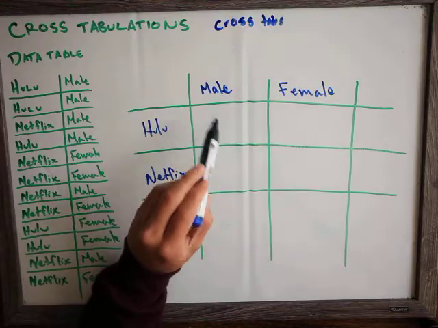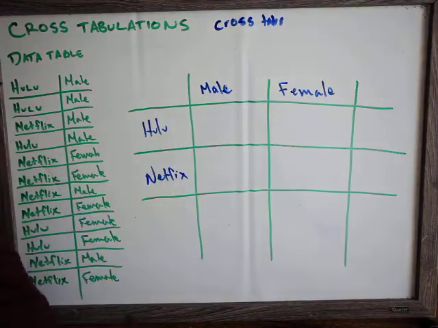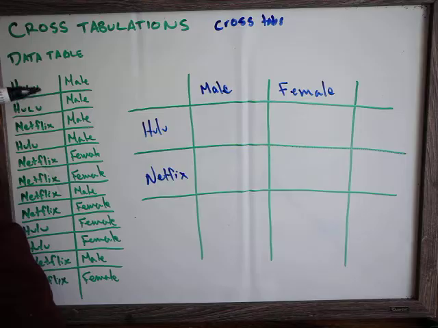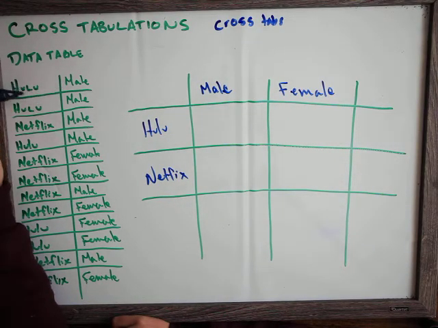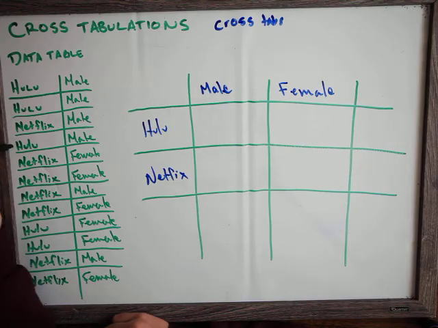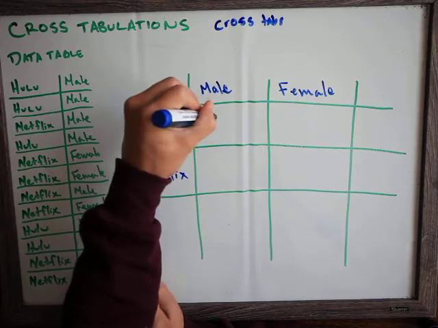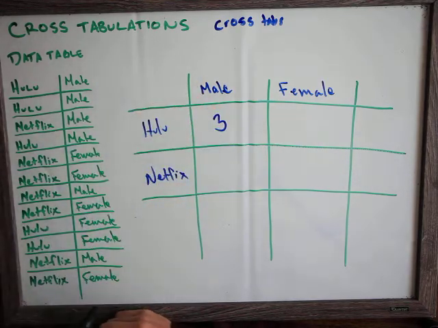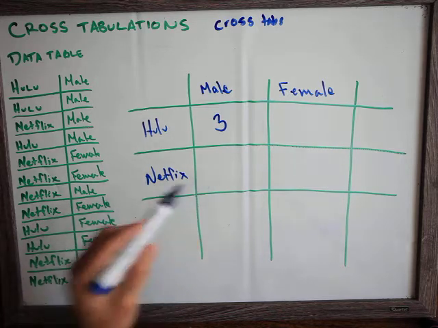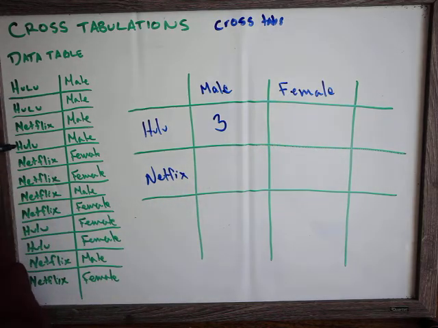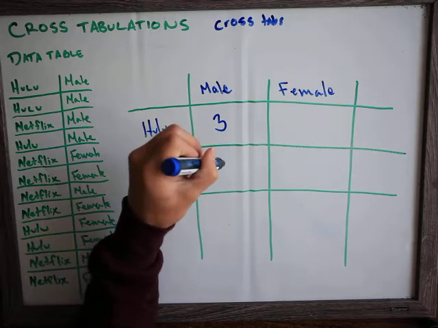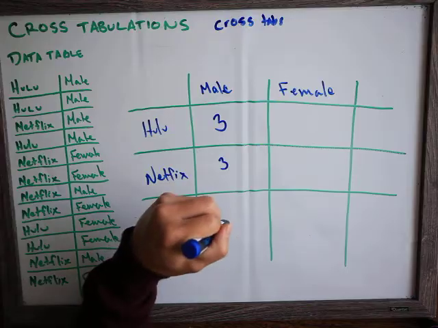So in our first cell here, we have male and Hulu. Let's count how many males prefer Hulu. Here's one, male, Hulu. 2, 3. It looks like there are 3 males that prefer Hulu. Now let's look for males that prefer Netflix. 1, 2, 3. Also 3, right?